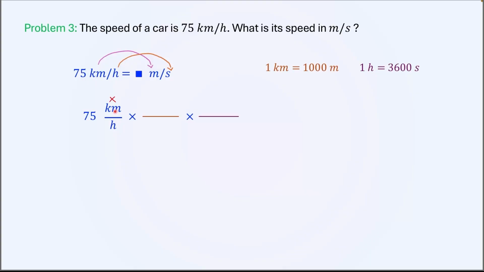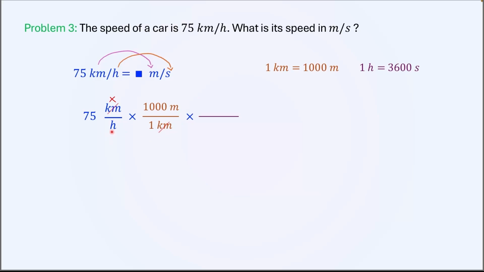You need to cancel out the unit kilometer, which is in the numerator. Kilometer is on the left-hand side in the conversion factor. So you need to put the left-hand side in the denominator to cancel out the kilometer, and put the right-hand side in the numerator. Now you can cancel out kilometer and kilometer.